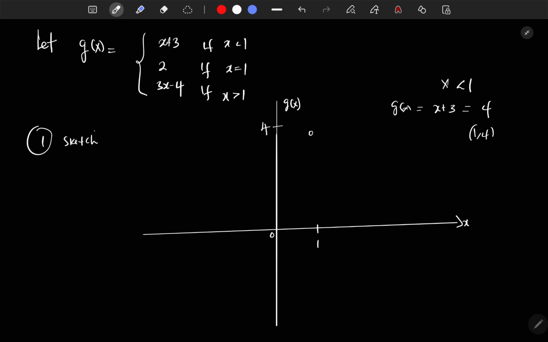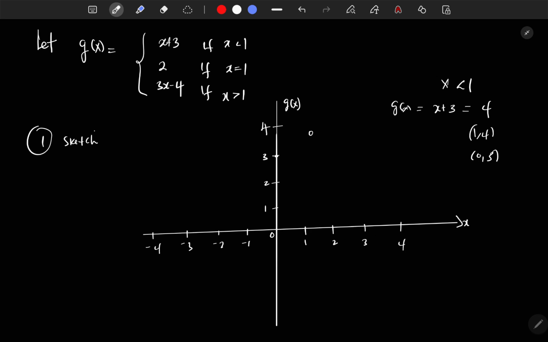Get another number which is less than 1, for example 0. If I put 0 here, this becomes 3, meaning I have the point (0, 3). Let me put my 1 there, my 2 there, and my 3 there. So this becomes my 3. Now, is 0 included? Yes, 0 is included in this case, so just a dot like that. Let's put -1, -2, -3 there, and 1, 2, 3, 4, just for reference sake.